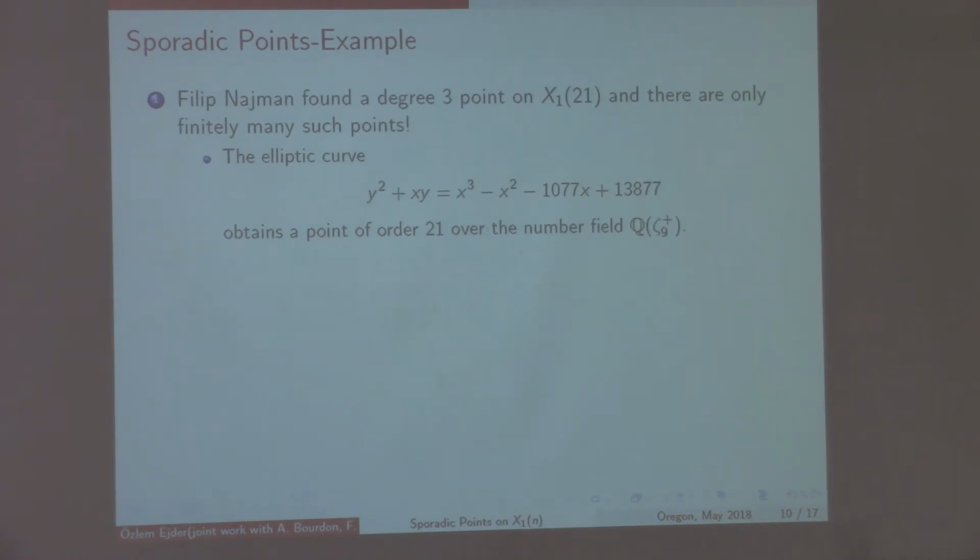We don't know how many, and it's assumed to be just one, but it's not proven yet. So that's an example of a sporadic point on X1(21), and it has degree 3. And the gonality of this curve is 4.